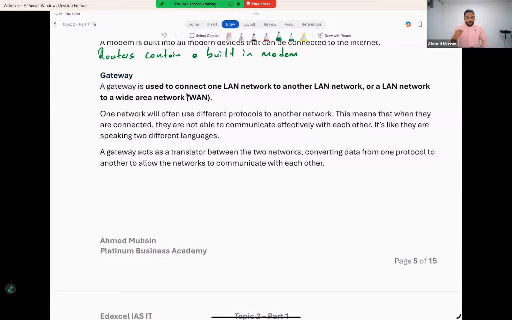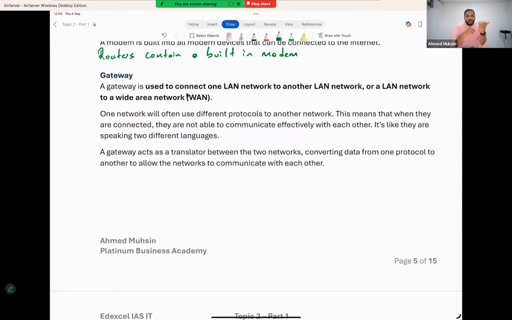A gateway is used to connect one network to another network. Are we all okay with this? It is used to connect one LAN to another LAN or a LAN to a WAN. Everybody okay with this? You can connect two different networks using a gateway. Let's stop there for a second.